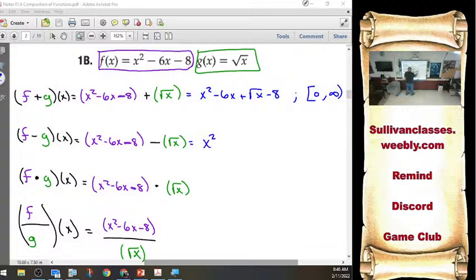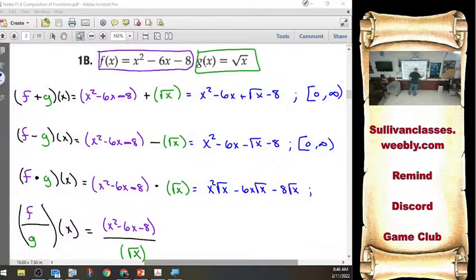Okay? Same thing, except minus square root of x minus 8. Absolutely butt ugly. X squared square root of x minus 6x square root of x minus 8 root of x. Same thing.